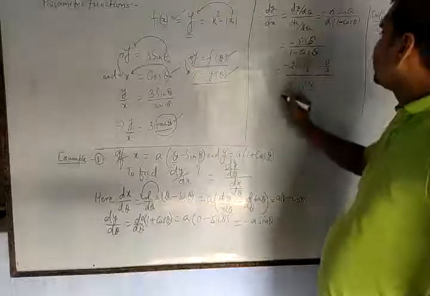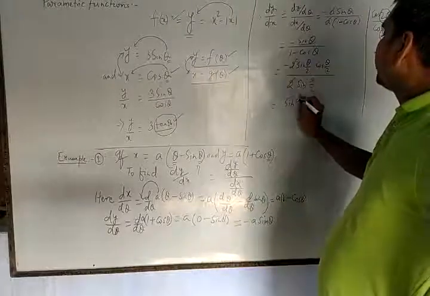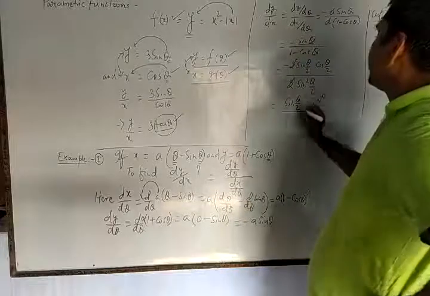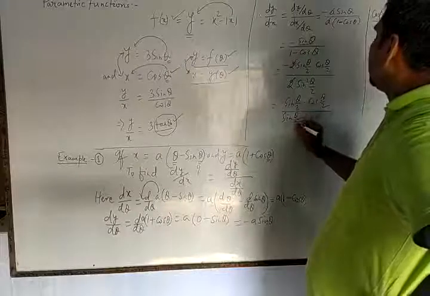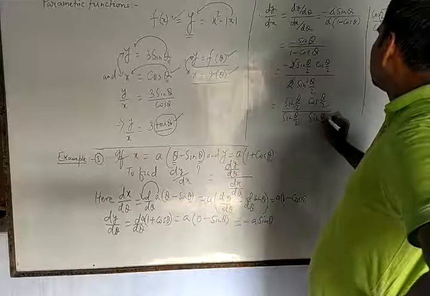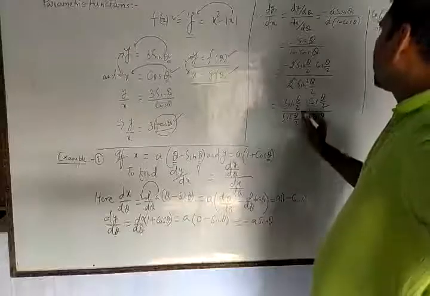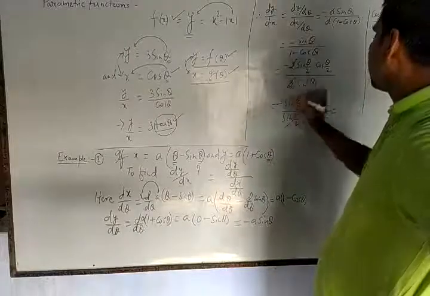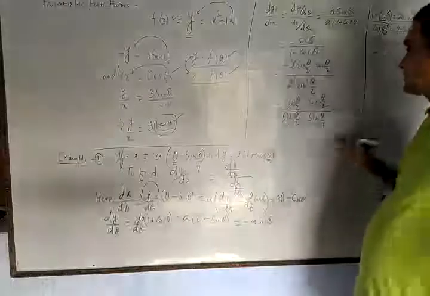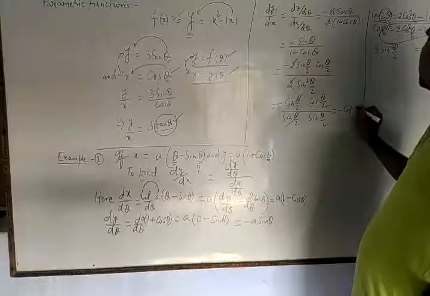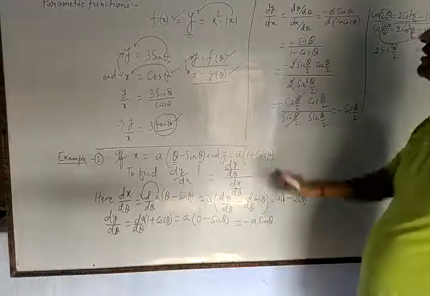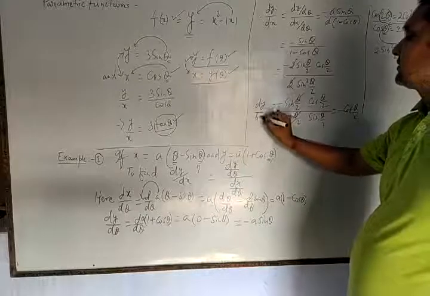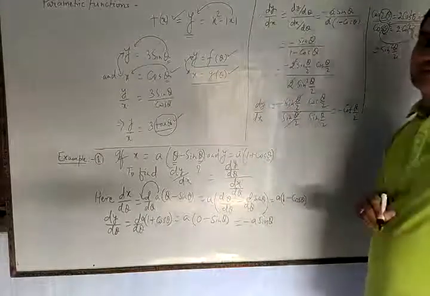The 2 cancelled. Sin theta by 2 into cos theta by 2 divided by sin theta by 2 into sin theta by 2. So sin theta by 2, sin theta by 2 ultimately cancelled. Minus was there, the minus we are carrying. Cos by sin is cot, so minus cot theta by 2. So what we got? dy by dx is equal to minus cot theta by 2.